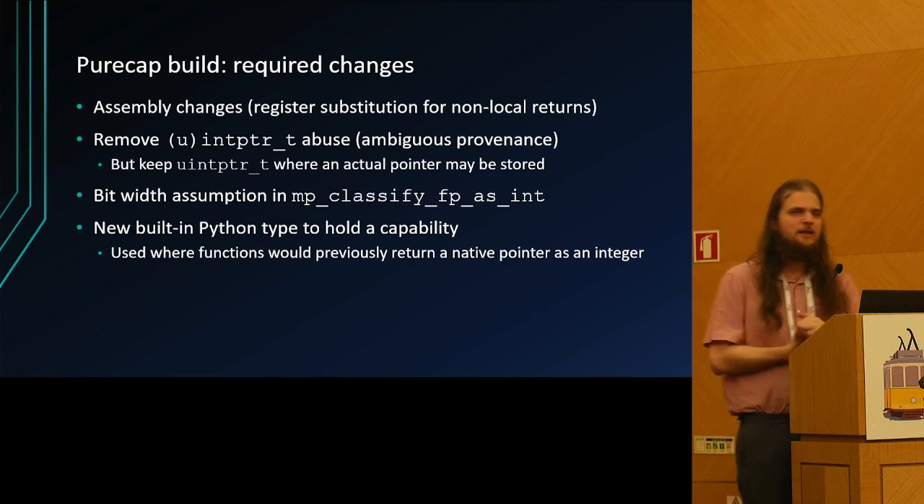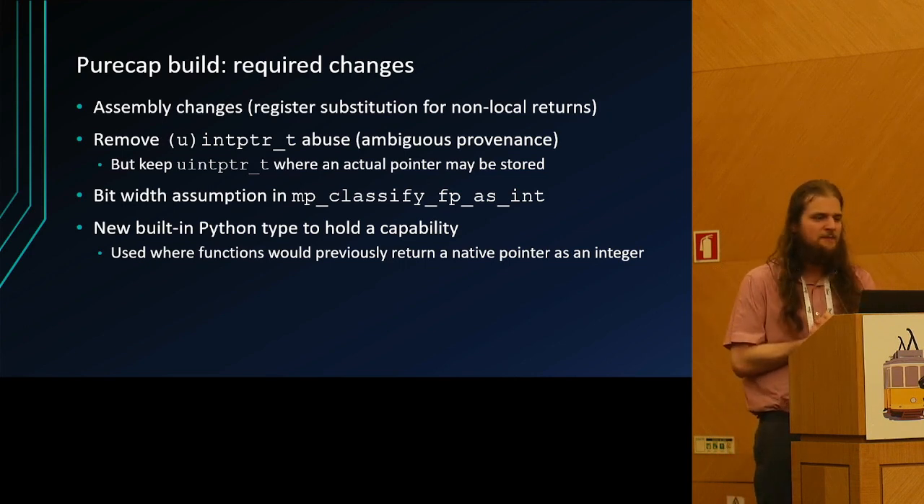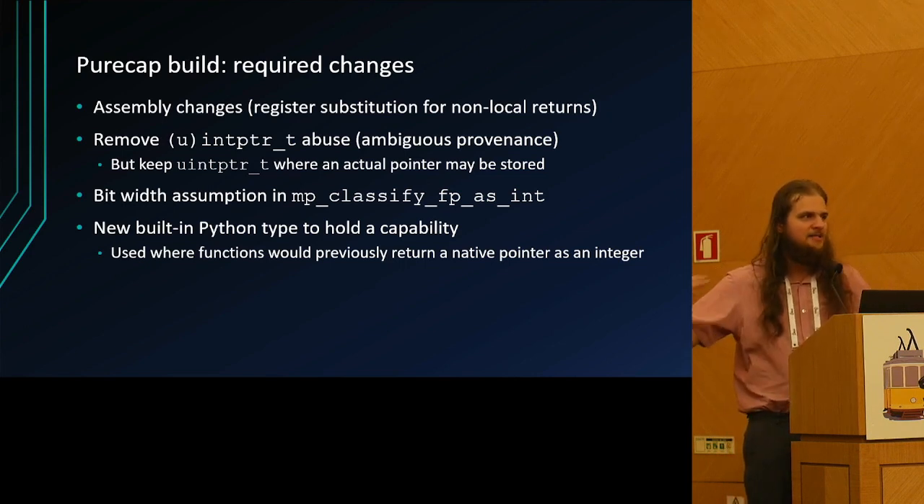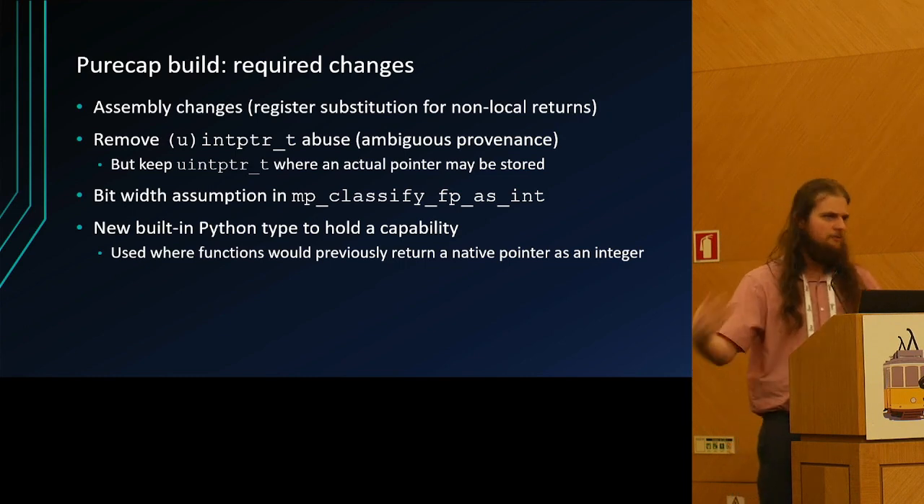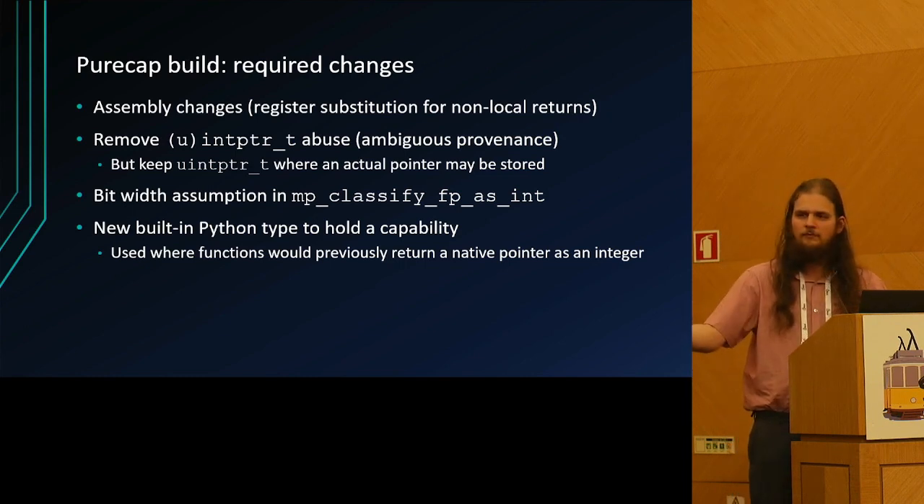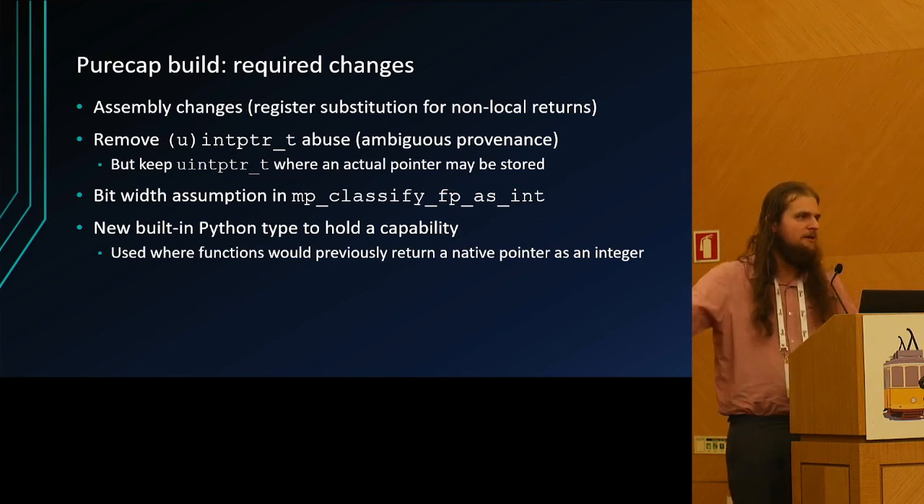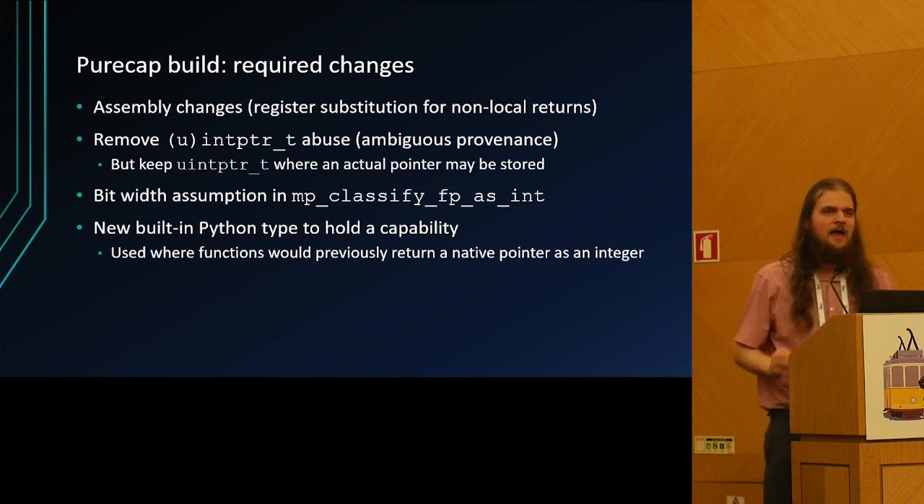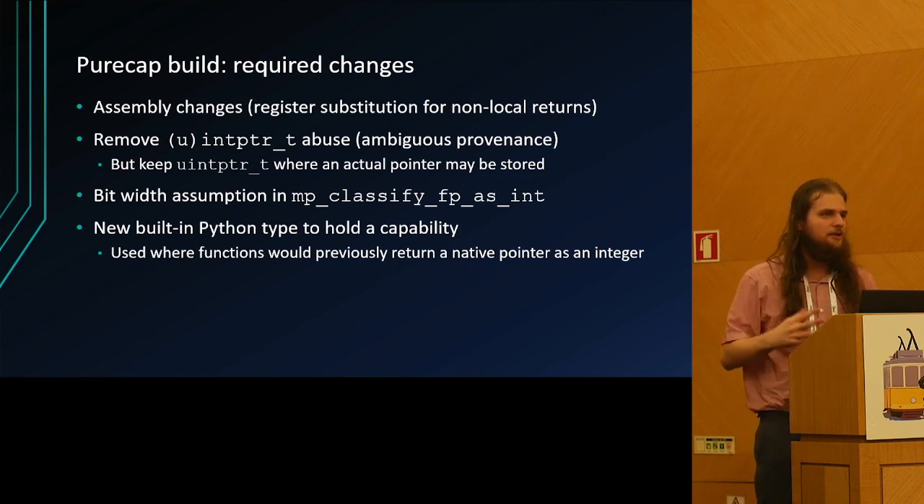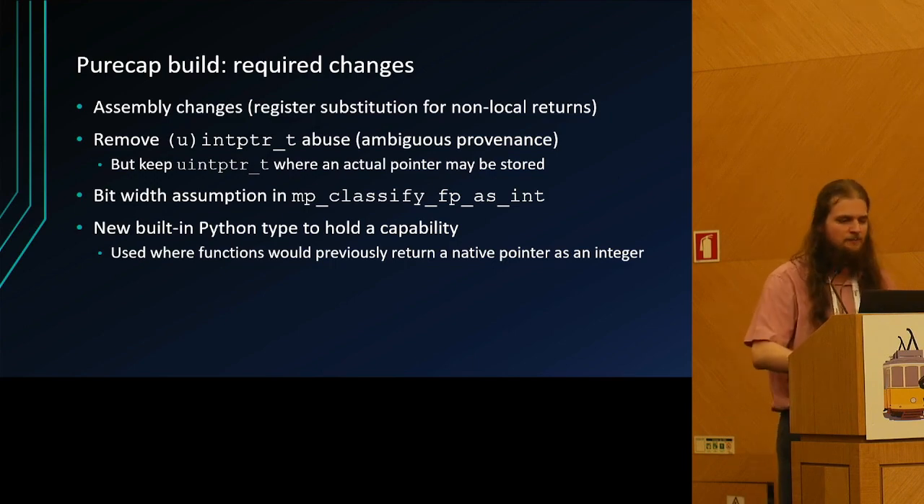We also had to create a new built-in Python type to hold the capability. There are places where you can pass a pointer from native code through the libraries into your Python code, manipulate it, and then send it back into a native area. We need to change that to a capability. We need to be able to wrap a capability, or else, again, we have provenance loss.